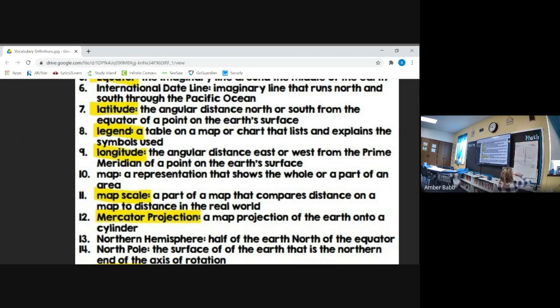Okay, so that is map scale. All right, next word is legend. Legend is number 8 on here. I think you guys know about legends. I think you've used these for a long time because I've seen my son Landon bring home map skills with legends on them.